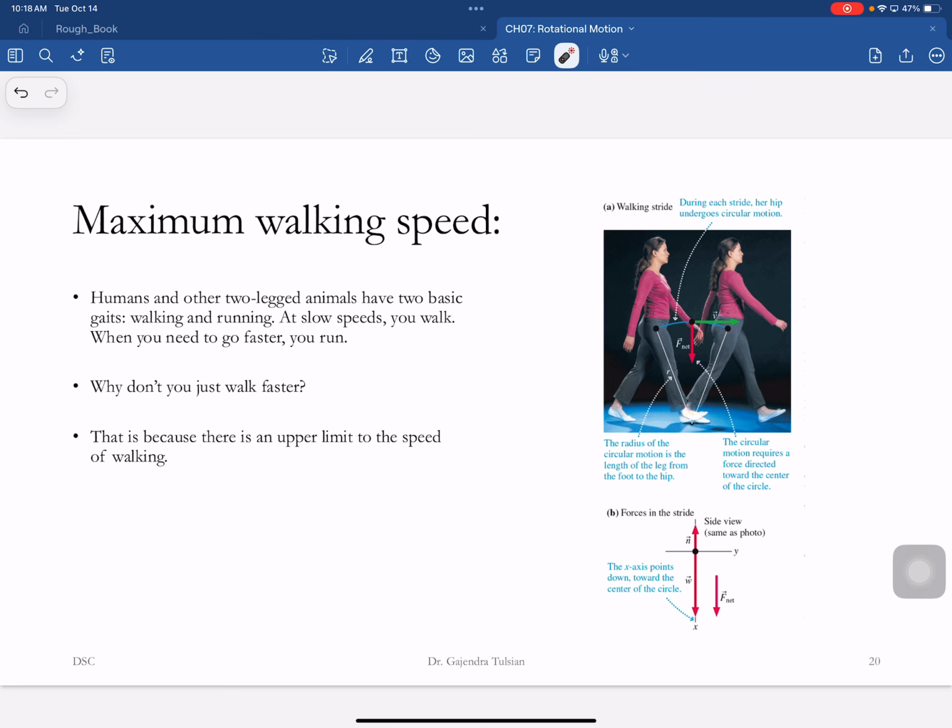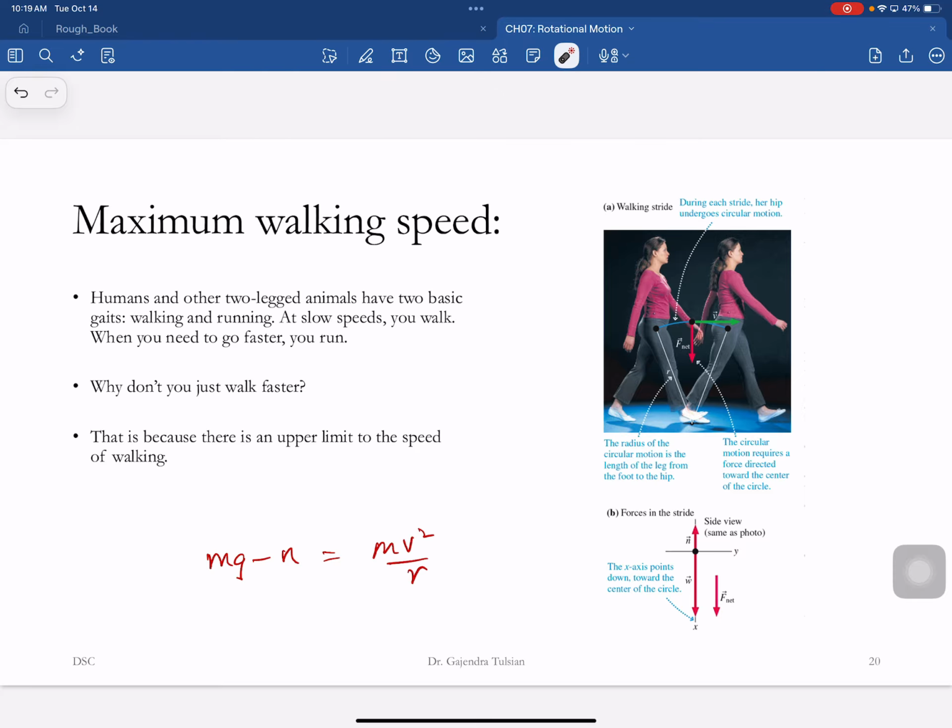So again, like I said, your center of mass is going in a circle, and at the top, here are the forces acting on you. Here's your weight, and here's the normal force. The net force is in this direction, and the net force, mg, your weight, minus the normal force, is mv squared by r.